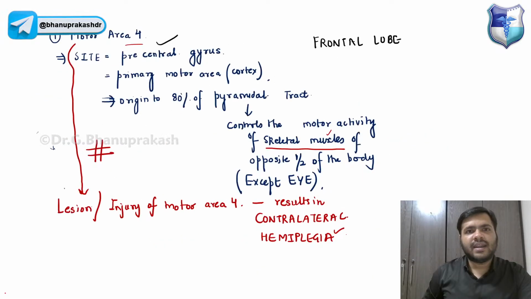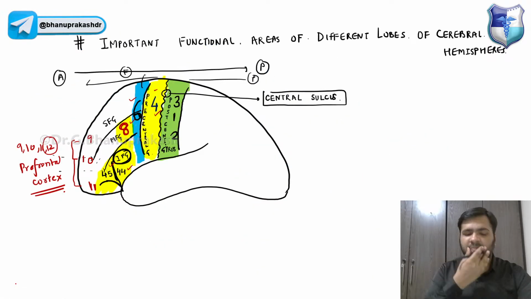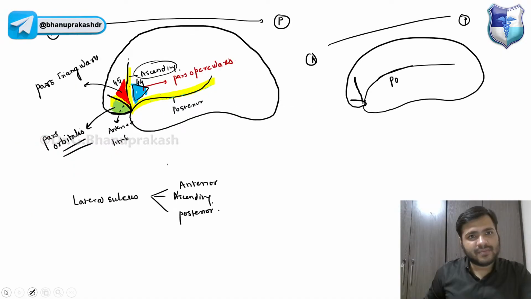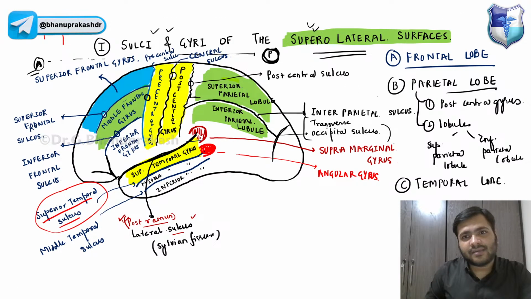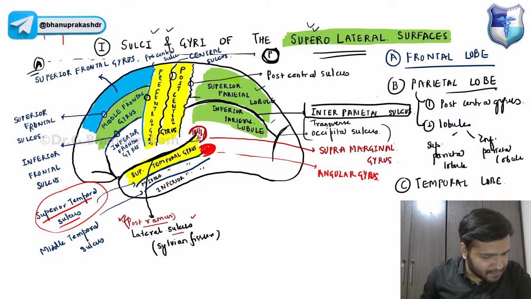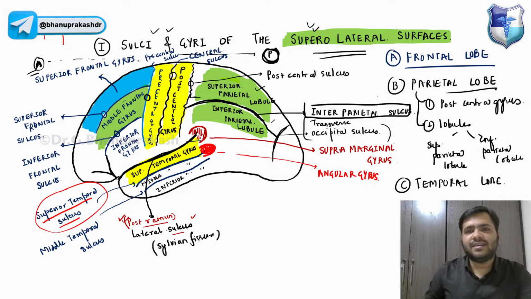We were discussing another area, guys. Over here you can see another sulcus, and we have already discussed this sulcus yesterday. It is called the interparietal sulcus, which comes from the middle of the postcentral sulcus and goes to the occipital sulcus. It divides the region into two lobules, the superior parietal lobule and the inferior parietal lobule. We have already discussed this.